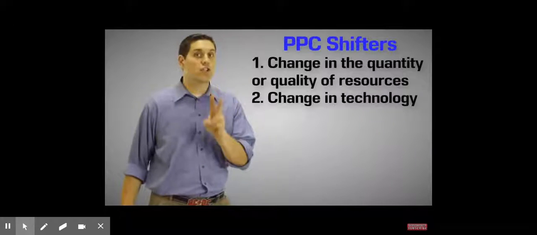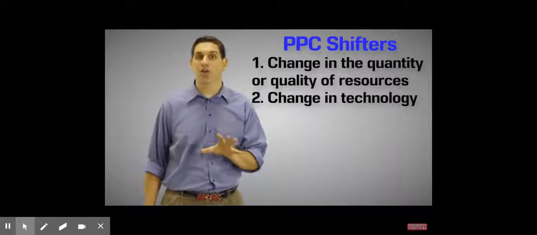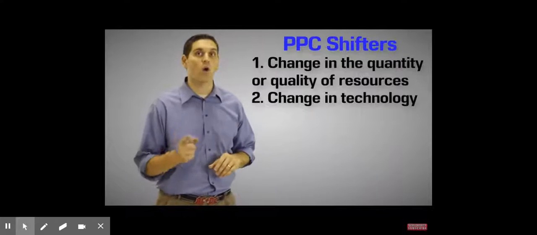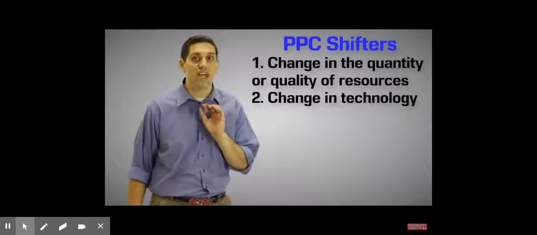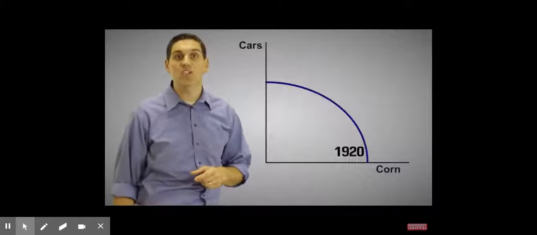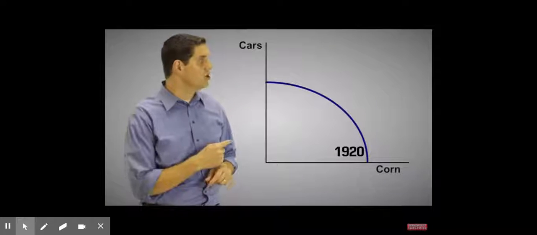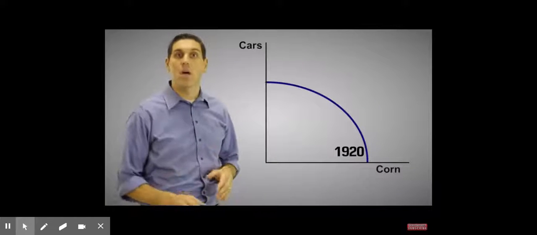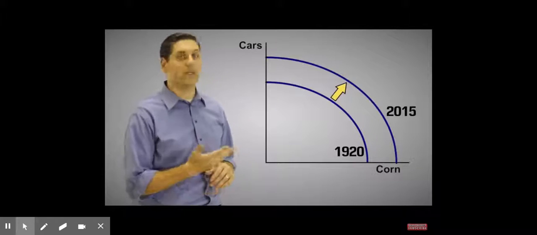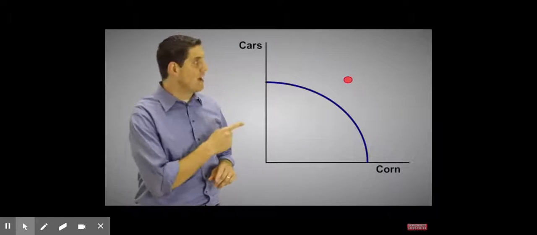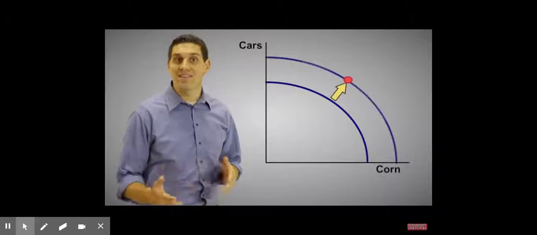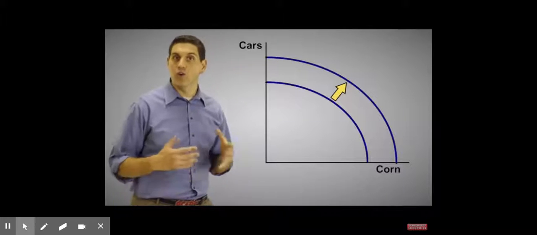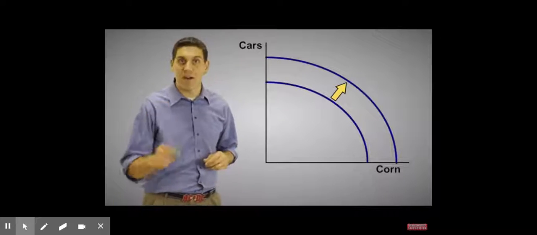There are two things that shift the production possibilities curve: a change in the quantity or quality of resources, or a change in technology. For example, in 1920, there's a certain number of cars and corn that we can produce. But now we can produce way more than we did before. That point right there that was once impossible is now possible. This is because we have new and better resources and because we have better technology.